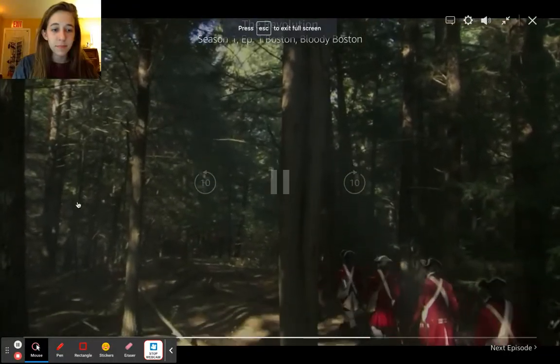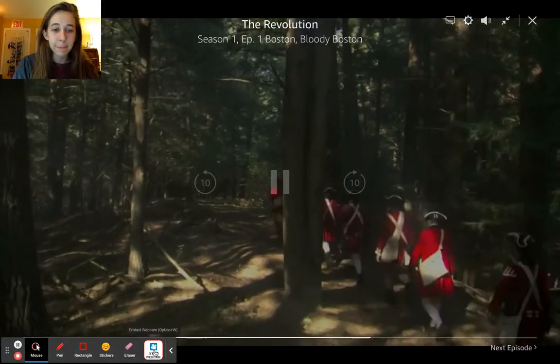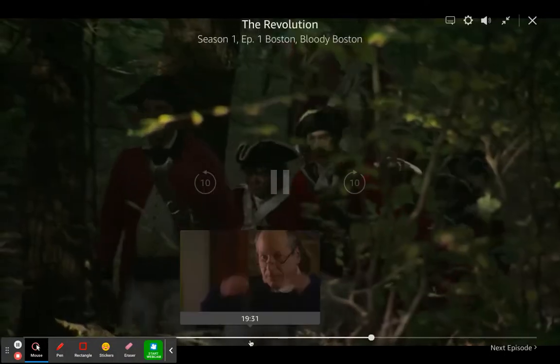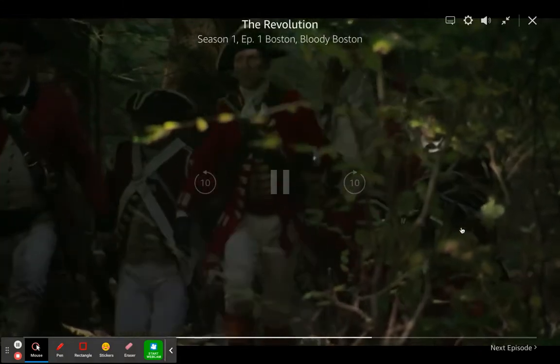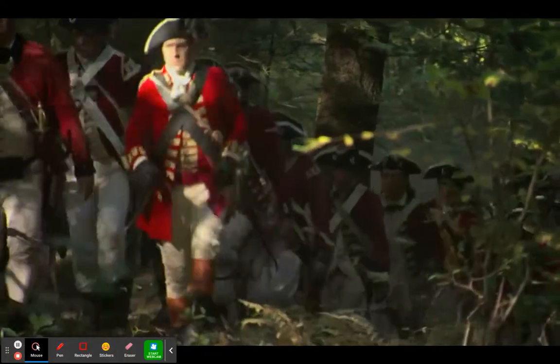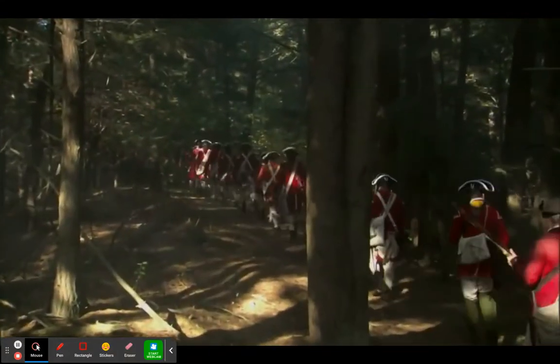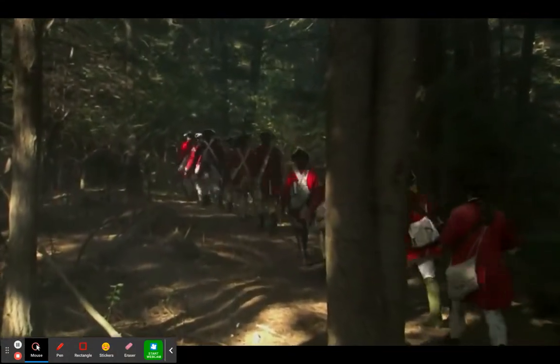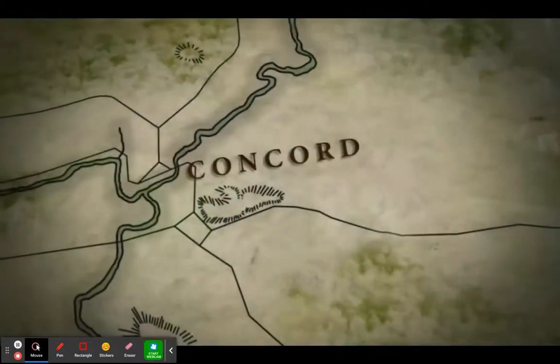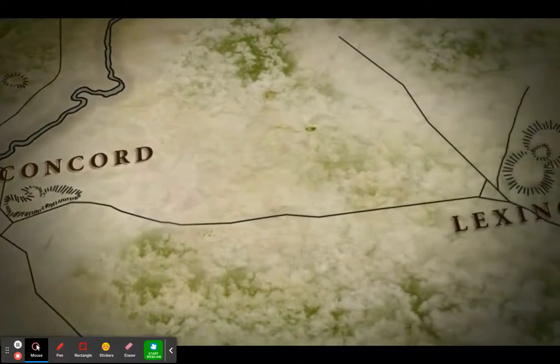April 18th, 1775. British troops are on the march. Colonial militia are arming and stockpiling ammunition for what many fear is an inevitable showdown. British Commander General Thomas Gage has ordered his soldiers to capture a huge hidden store of gunpowder in Concord, a Massachusetts village 20 miles west of Boston.